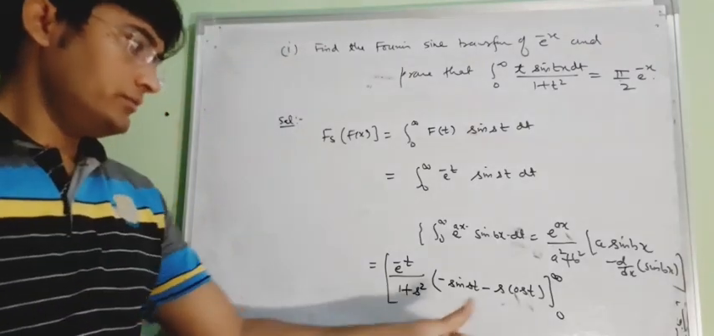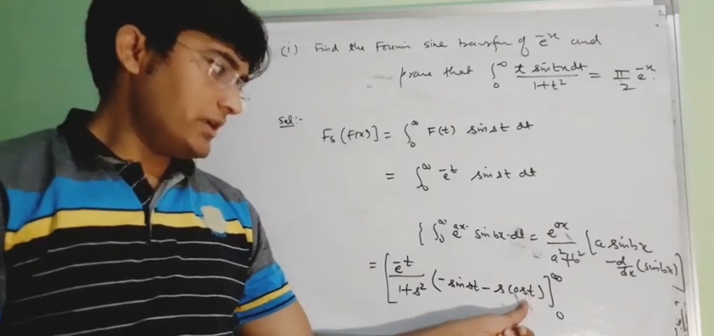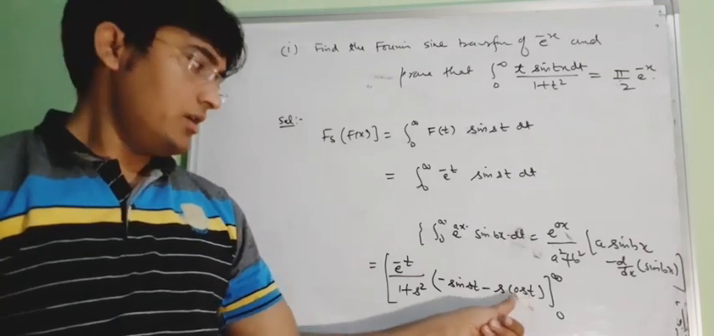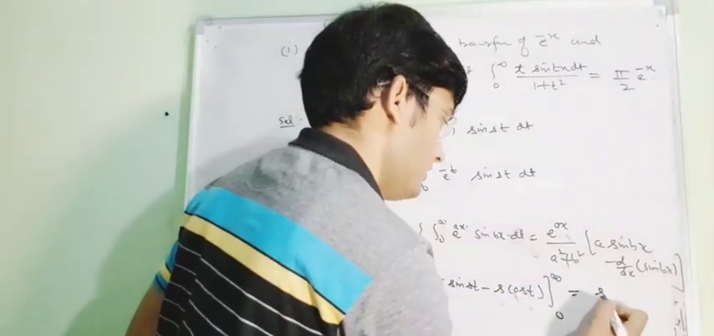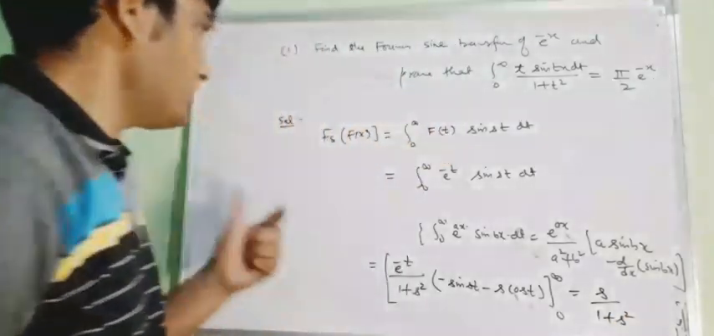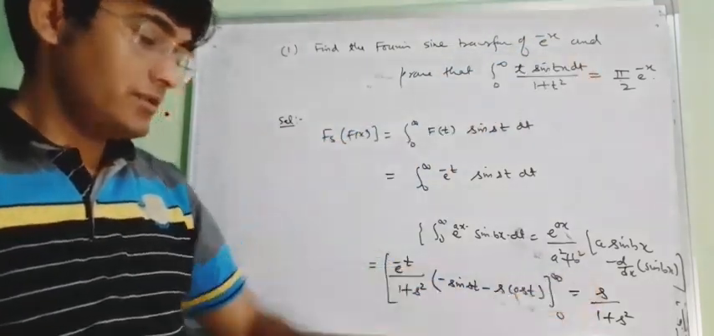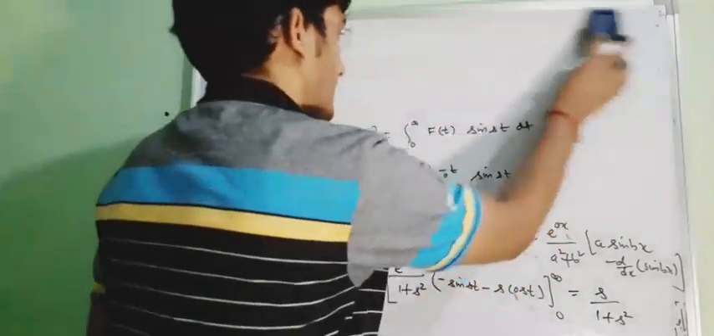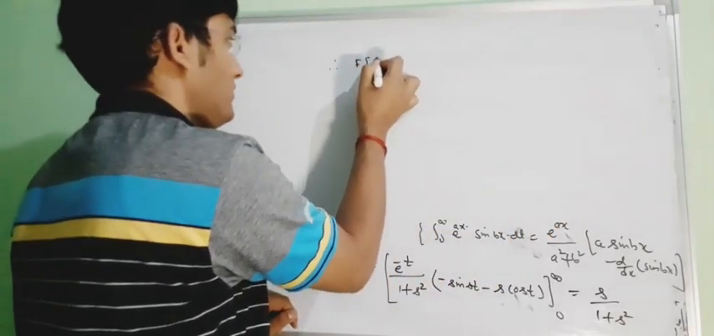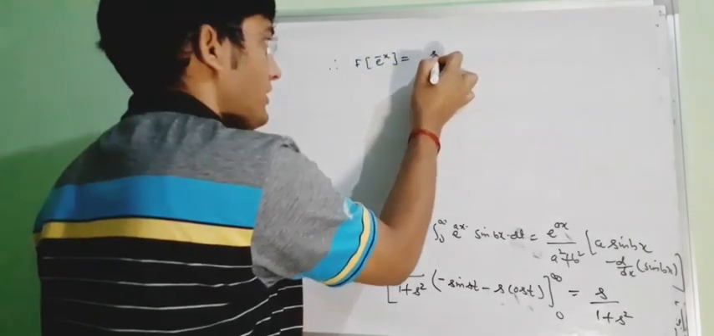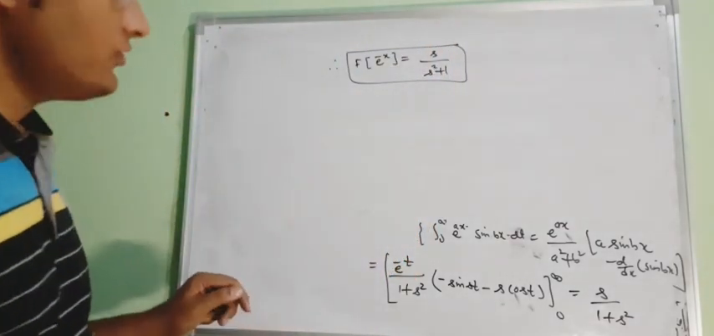Now if t equals infinity, we get e to the power minus infinity, which is 0. If t is 0, we get cos 0, which is 1, and sin 0, which is 0. So our answer will be s upon 1 plus s square. This is the Fourier sine transformation of the function e to the power minus x. Therefore, the Fourier sine transformation of the function e to the power minus x is equal to s upon s square plus 1. You can take this as a formula.